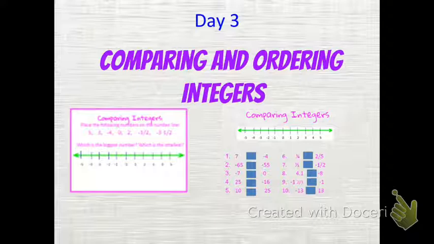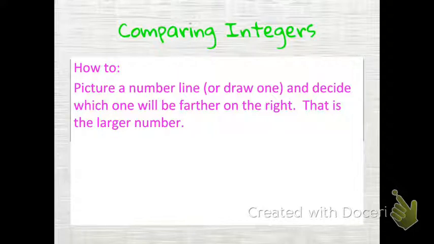They both say comparing integers. One has a number line and a set of numbers, and the other has some numbers individually and also a number line. So we're going to go over both of these kinds of problems to decide which ones are bigger. So here's your how-to. You don't need to write this down, just remember it as we go.